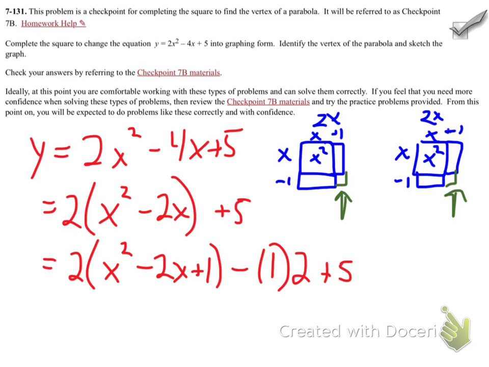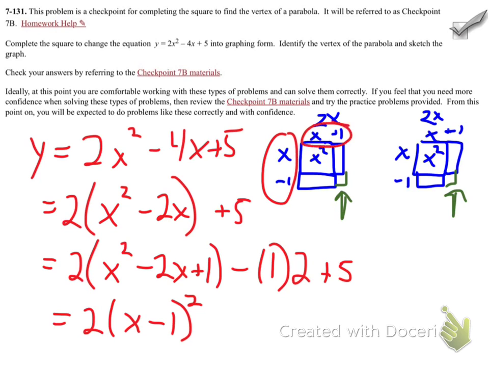And now all I do is rewrite this. So equals 2, and this is now my square. So if I factor that, I'm going to get an x minus 1 squared. And you can see the side lengths are right there, x minus 1, x minus 1. So I have 2 x minus 1 squareds. This makes negative 2, and negative 2 plus 5, I'm going to combine like terms to get plus 3.